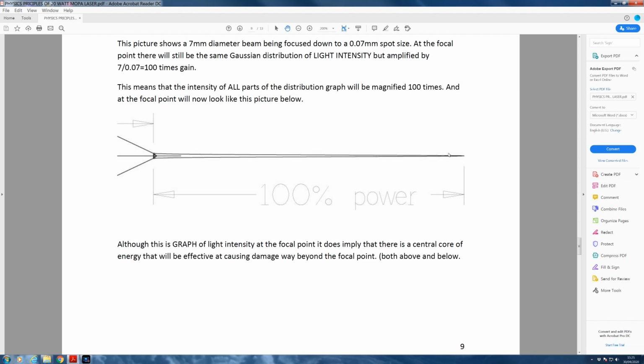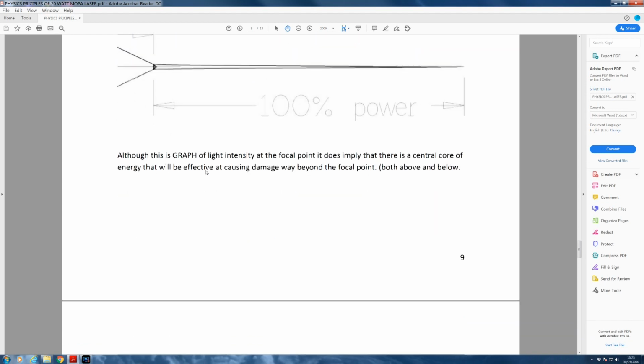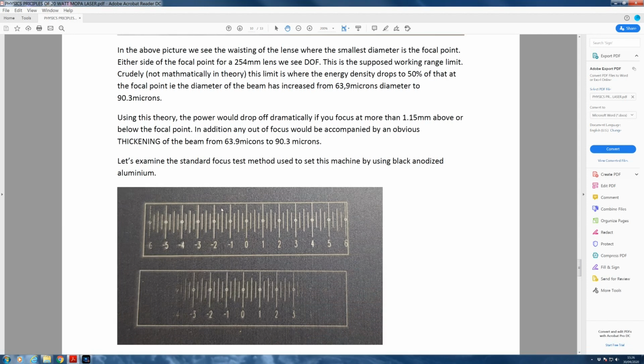This is the practice that I've come across, and I know that I can produce a lot of damage way beyond the focal point. This is the method by which Lotus Laser focused the machine. We fiddle with the lens and we adjust the height up and down above and below the focal point. This is above the focal point and this is below the focal point until we get symmetry.